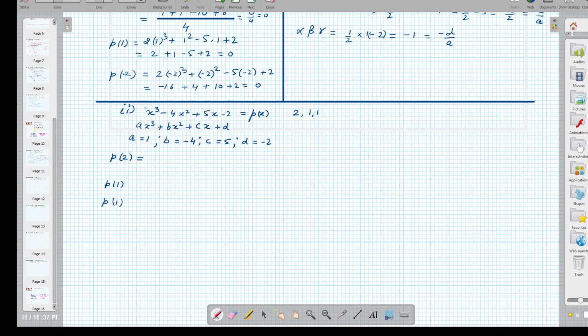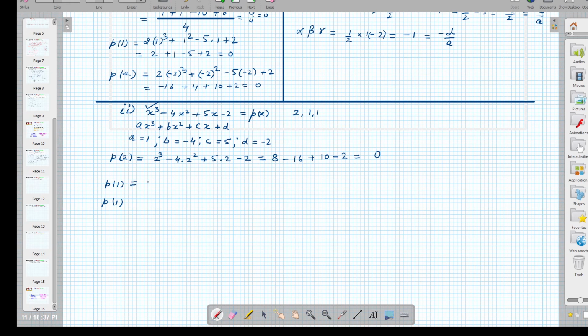Now, put the value 2 in this equation. So, this will be 2 raised to the power 3 minus 4 into 2 raised to the power 2 plus 5 into 2 and minus 2. So that is equal to 8 minus 16 plus 10 and minus 2. Right? So it comes out to be 18 minus 18, that is 0.